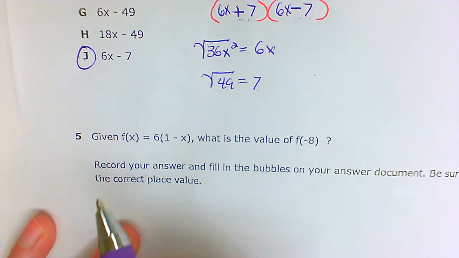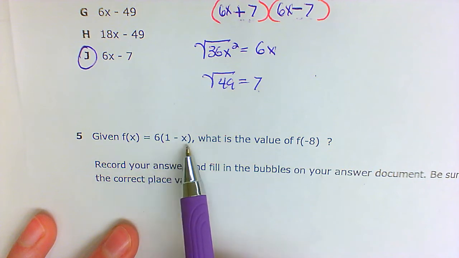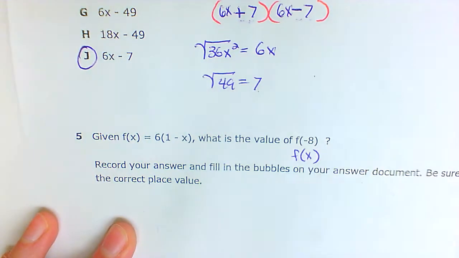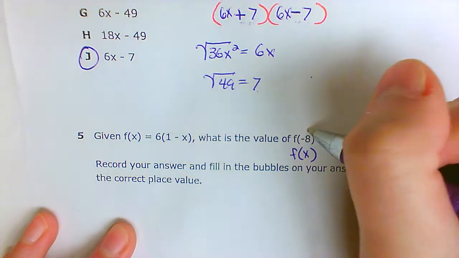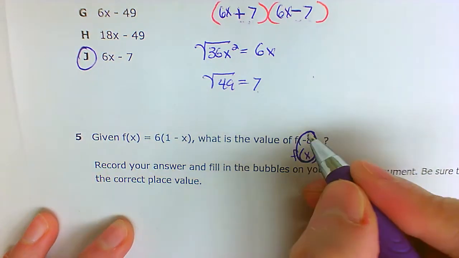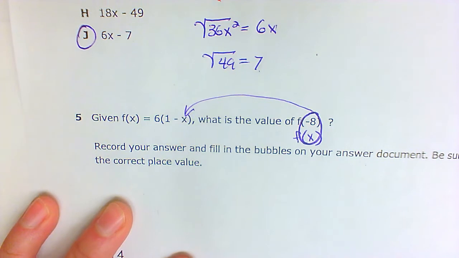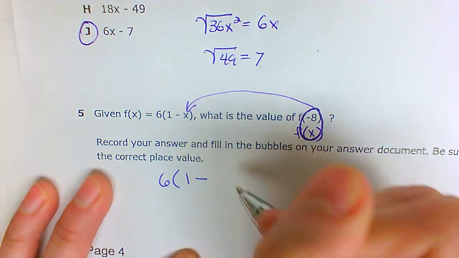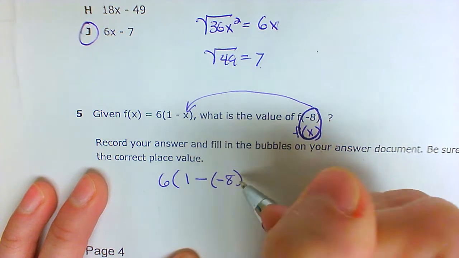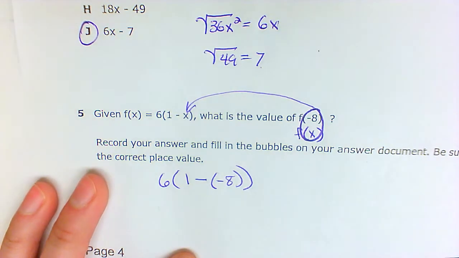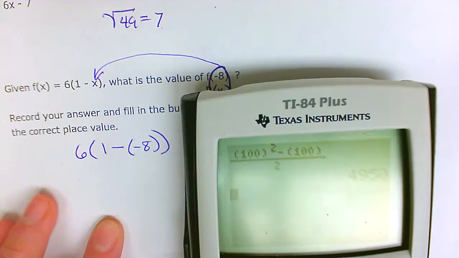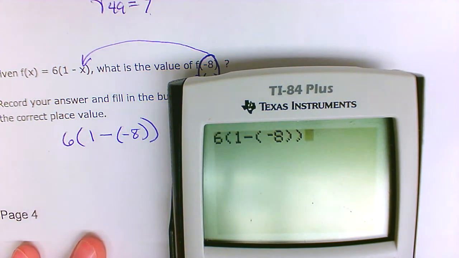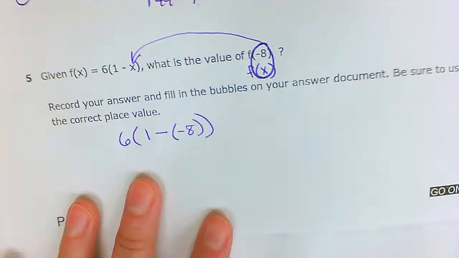Number 5. Given f of x equals 6 times 1 minus x, what is the value of f of negative 8? Well, normally this thing looks like f of x. So when they put a number inside the parentheses, all they want you to do is take that number and plug it in place of x in the equation. So I would just do 6 times 1 minus my x value, which we said was negative 8. And I personally always like to make sure that I put my number in parentheses when I'm replacing a letter. So 6 times 1 minus a negative 8, just like that, gives me positive 54.